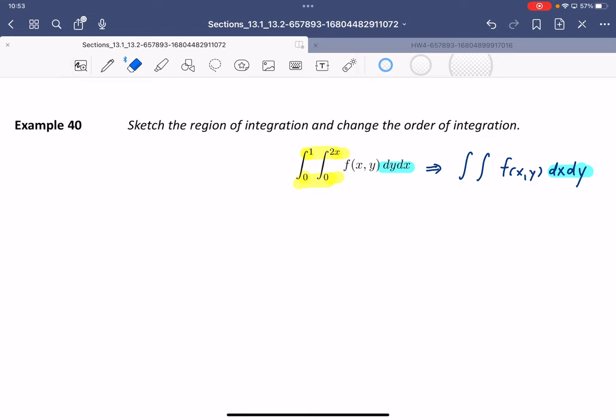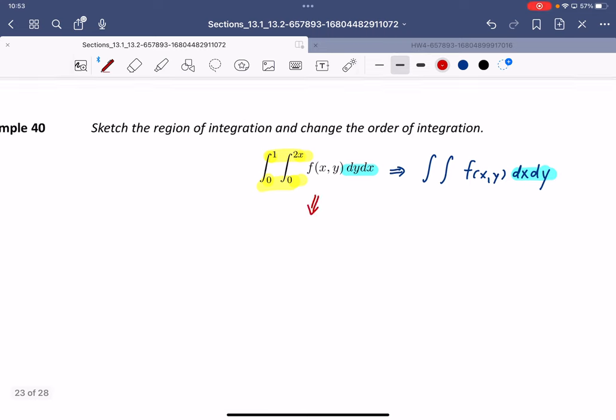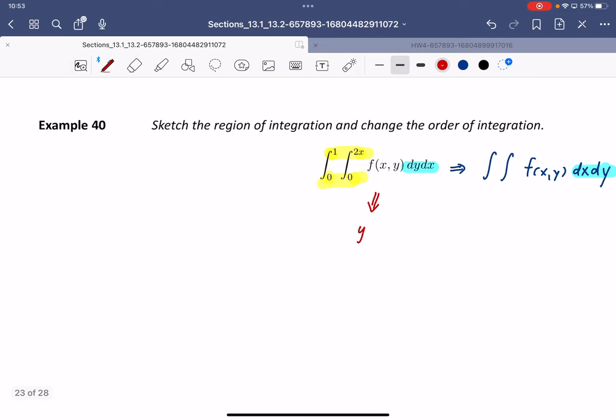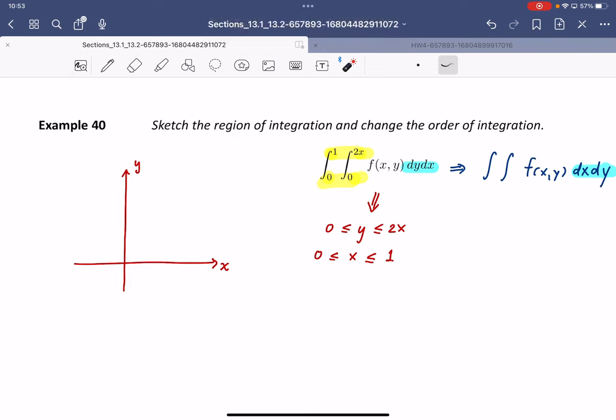So what you're going to do is think this way: y is going to be from 0 to 2x, right? For this one, x is going to be from 0 to 1. Can you draw the picture that represents this situation? So you draw the y axis, you draw the x axis. What is y equal to 2x? Y equal to 2x is this one.